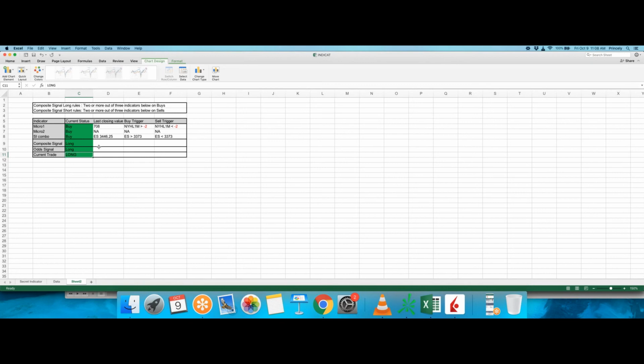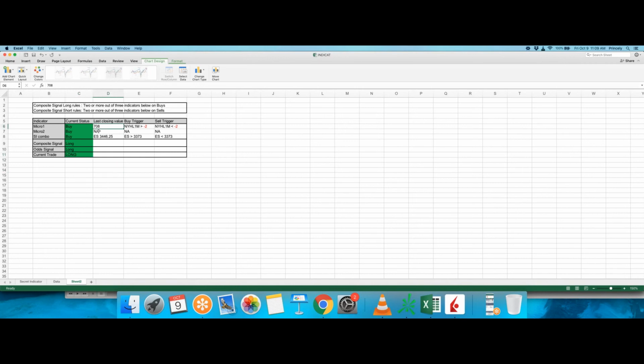There are a few variations in here to the complementary signal, but I'm not going to go into that now. We'll just look at the primary signal. The primary signal is that we need both of them pointing in the same direction, and then we'll also position ourselves in the same direction. So right now, both are long, so we are also long.